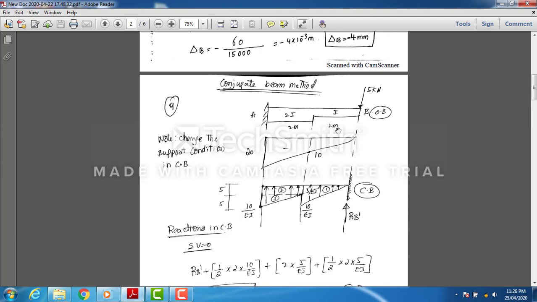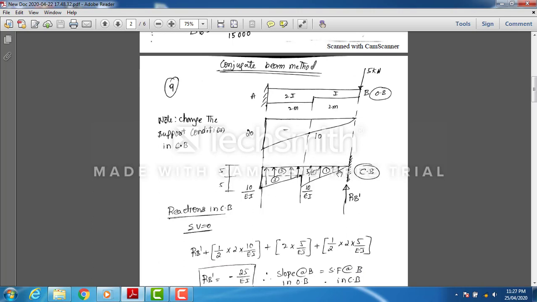So in case of a cantilever beam, when you compare the original beam and conjugate beam, the fixed end should become the free end and the free end should become the fixed end in the conjugate beam. So this is the original beam. In the original beam, point B is the free end; in the conjugate beam point B should be fixed. So you need to make the free end fixed and the fixed end free. Once you get this, your conjugate beam is ready.